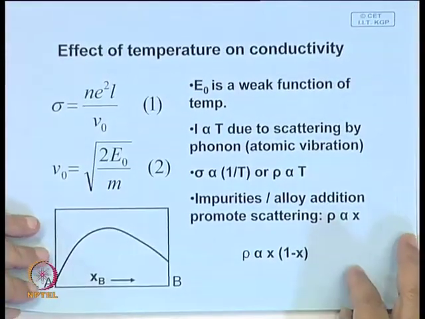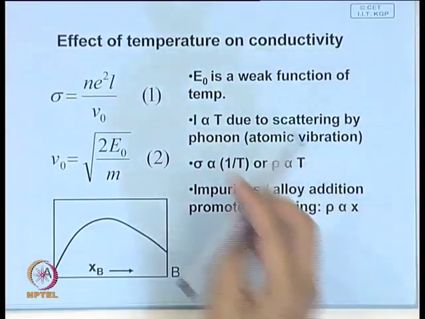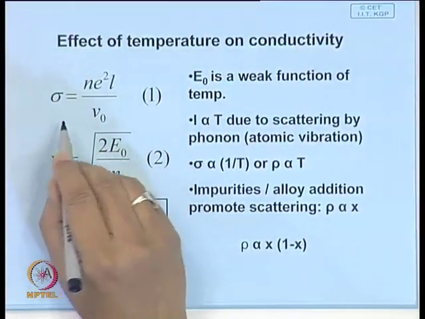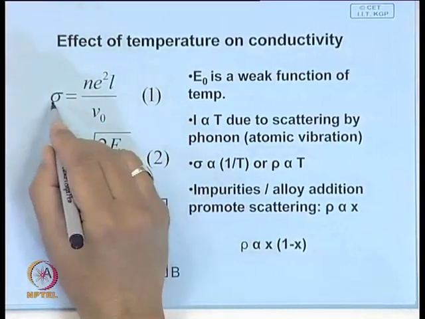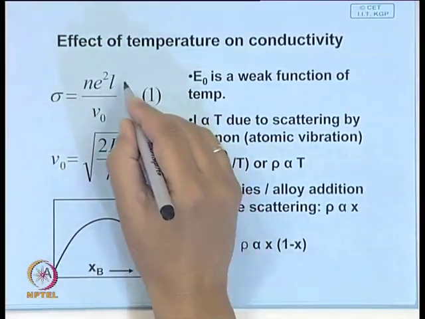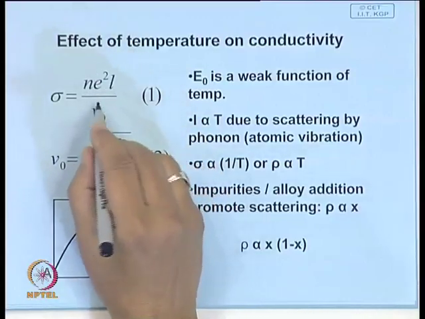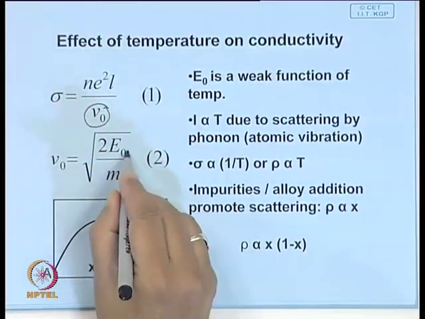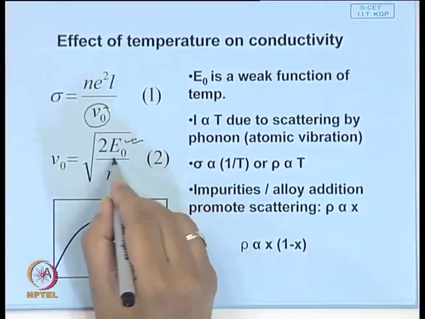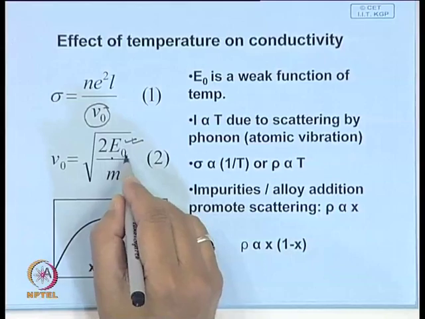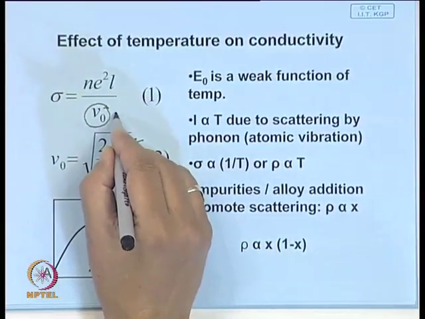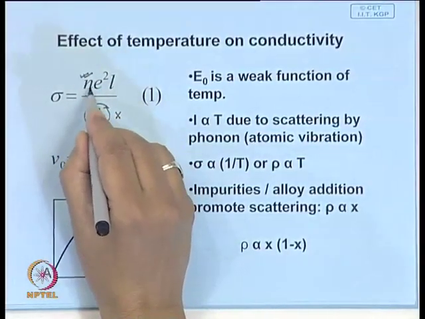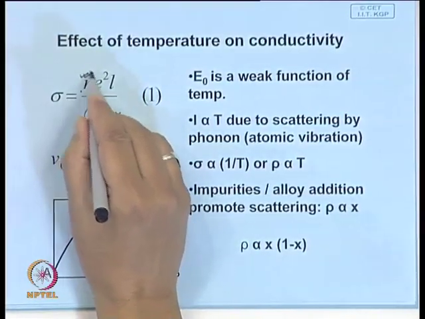Now, let us look at the conductivity in a little more detail, say the effect of temperature on conductivity. This conductivity expression is written like this. Which are the terms affected by temperature? This is the drift velocity. Now, drift velocity is determined by Fermi energy, but this Fermi energy is a very weak function of temperature. So, you cannot change much, and this is ruled out. And here also, the number of electrons is determined by the crystal structure or atomic structure.